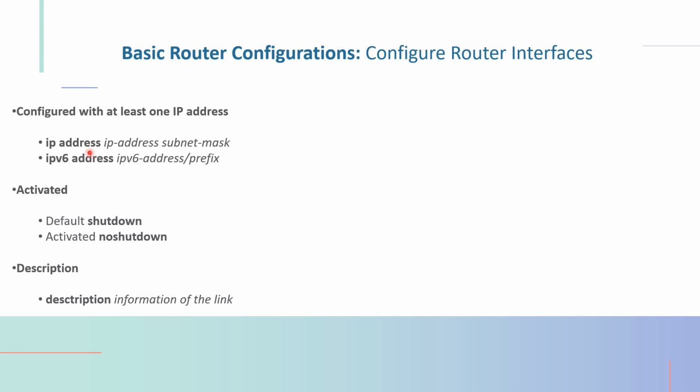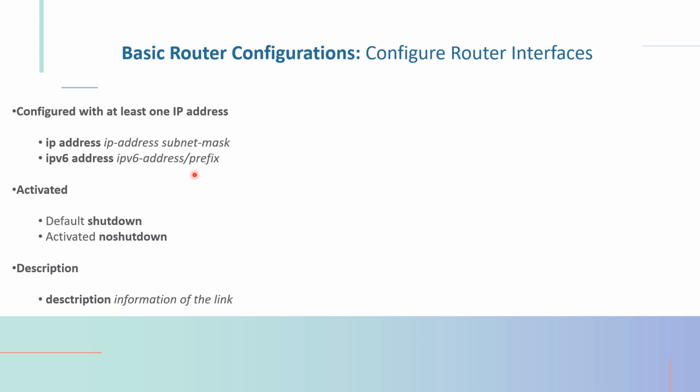To be available, an interface must have a configuration with at least one IP address, which means by using the ip address command followed by the IP address and the subnet mask, we will configure the interface for the IPv4 network. And by using the command ipv6 address followed by the IPv6 address/prefix, we will be able to configure the interface with an IPv6 address for the IPv6 network.